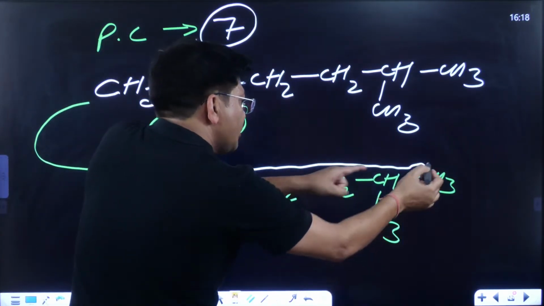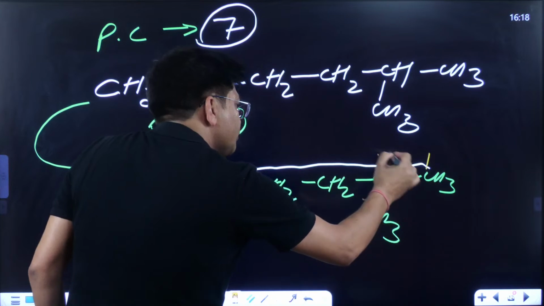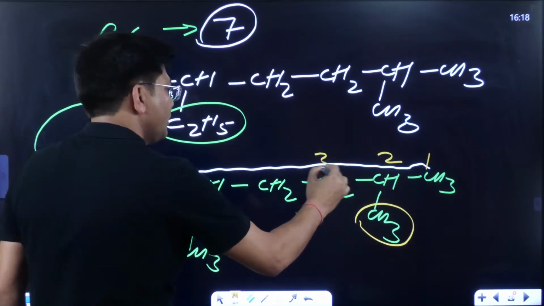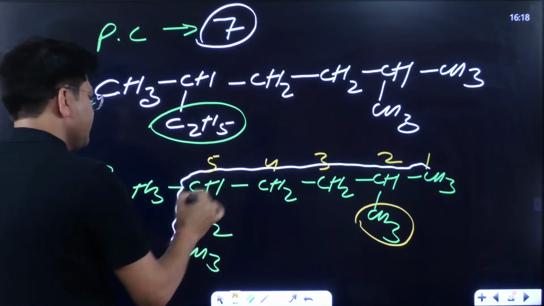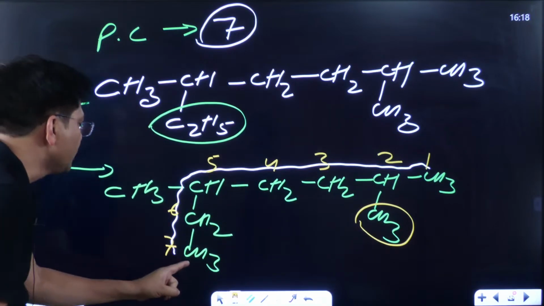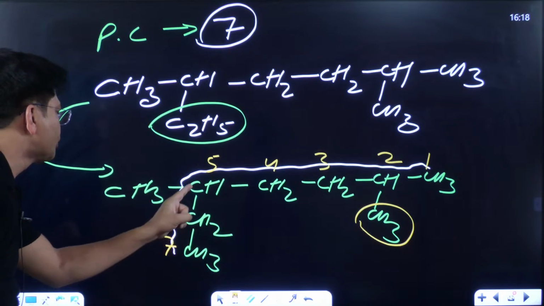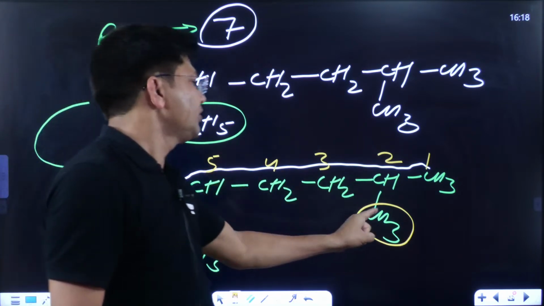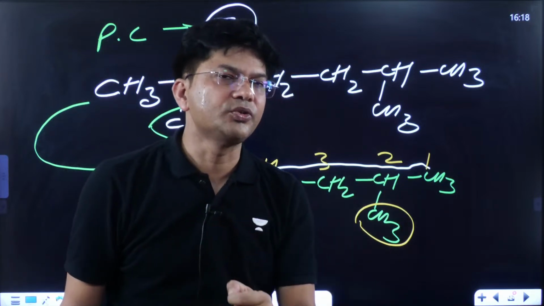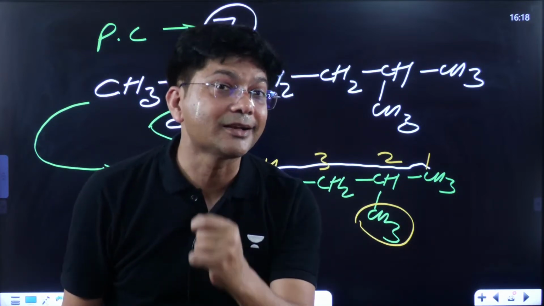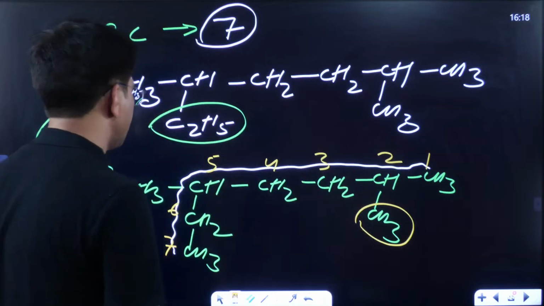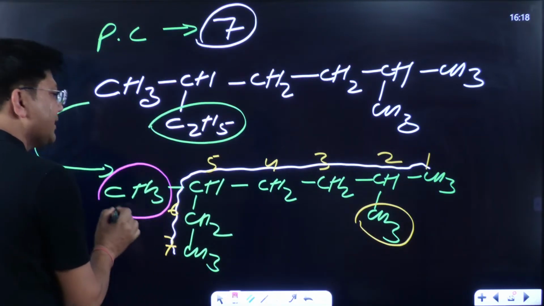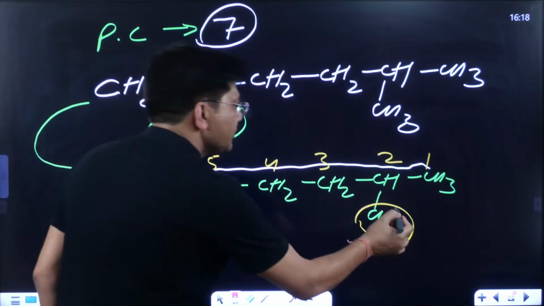Now if I start doing numbering from here, 1, 2, at the second carbon I have got an alkyl. So 3, 4, 5, 6, 7. If I do numbering from this side, 1, 2, 3, on the third carbon. Numbering should be done in such a way that the substituted carbon atom should get the lowest possible number. So this numbering is absolutely correct. So this methyl is lying at the 5th carbon and on the 2nd carbon.